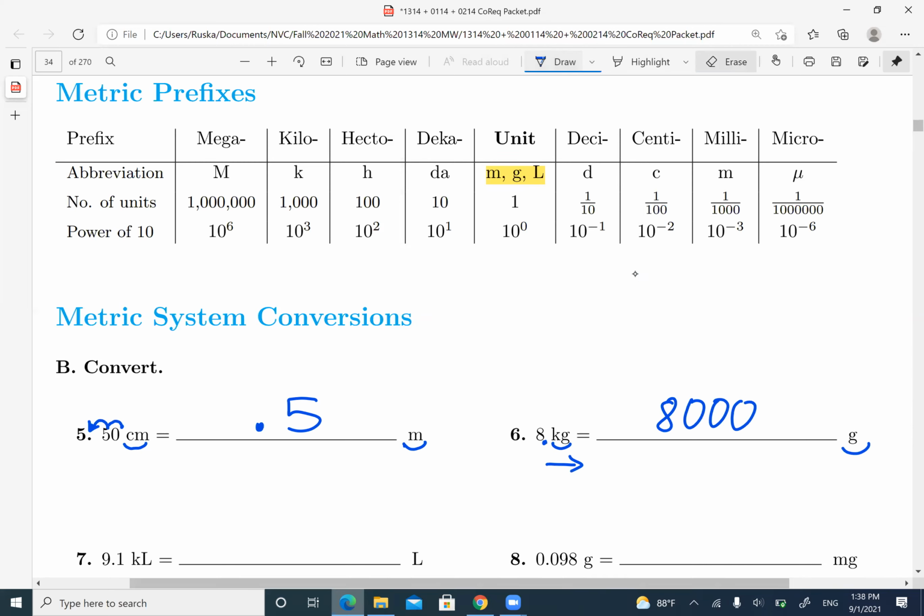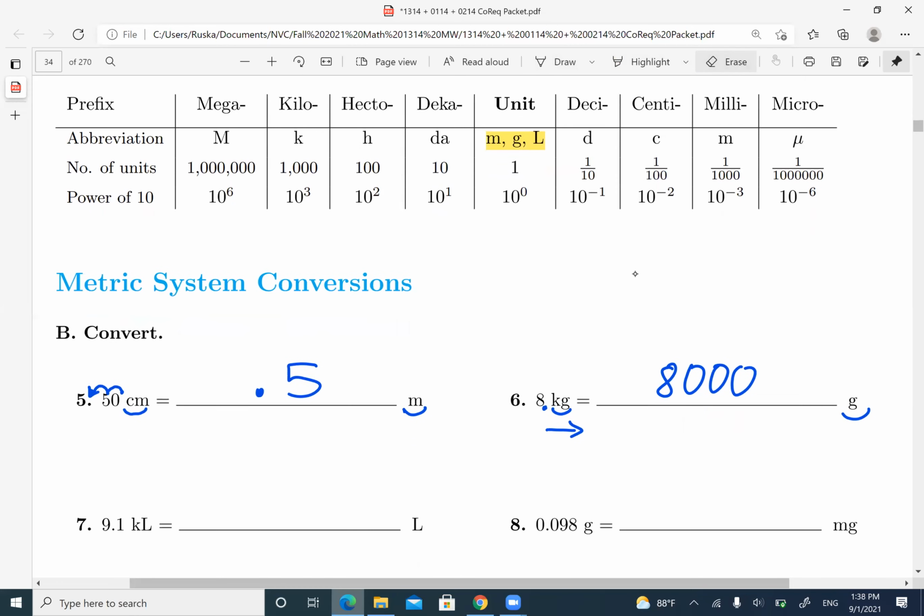Okay, so let's go ahead and do the next one, which is 9.1 kiloliter to liter. So here we have from kilo to liter. So we're gonna move the decimal 3 places. So it's gonna be 9100 because you have 1, 2, 3. Everybody see that? Okay, so just moving the decimal, nothing else.